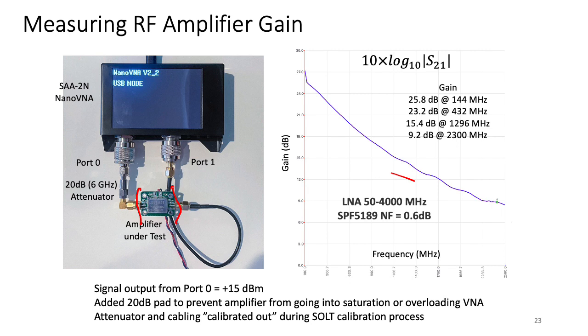I was not able to measure the noise figure, obviously, with this particular setup. But the gain curve you can see here varies from about 26 dB gain at 2 meters down to around 9 dB gain at 2300 megahertz. Not bad for a little $10 part.